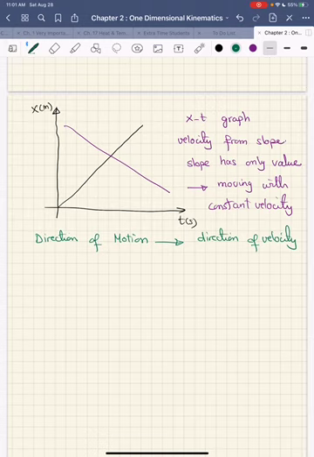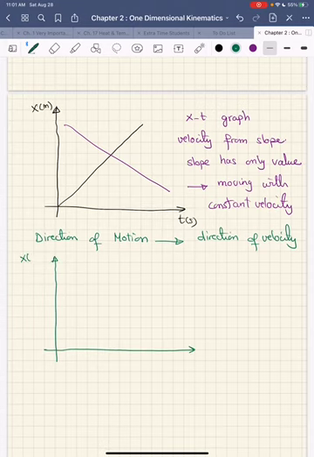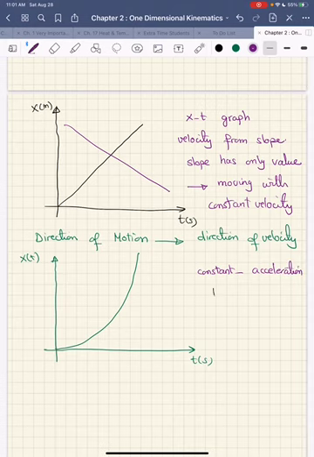Another graph here. We did not talk yet about acceleration, but I want to add that. The x versus t graph is going to be something like this. And this one, we will talk about it later. It is describing constant acceleration, not constant velocity, constant acceleration motion.